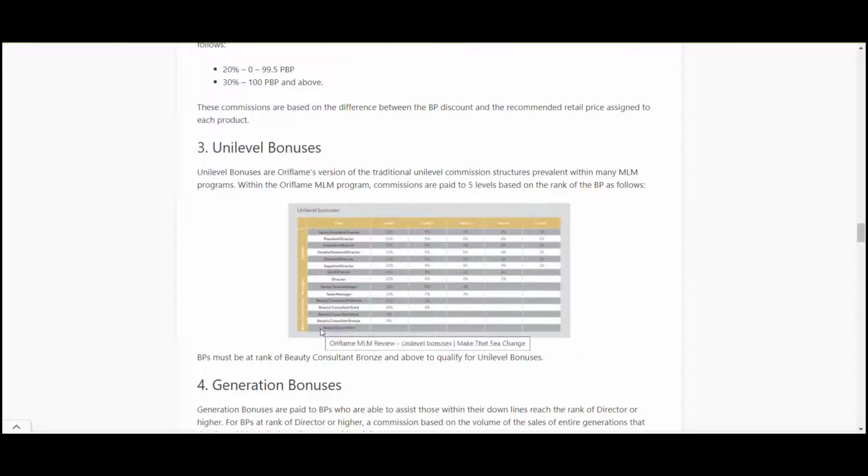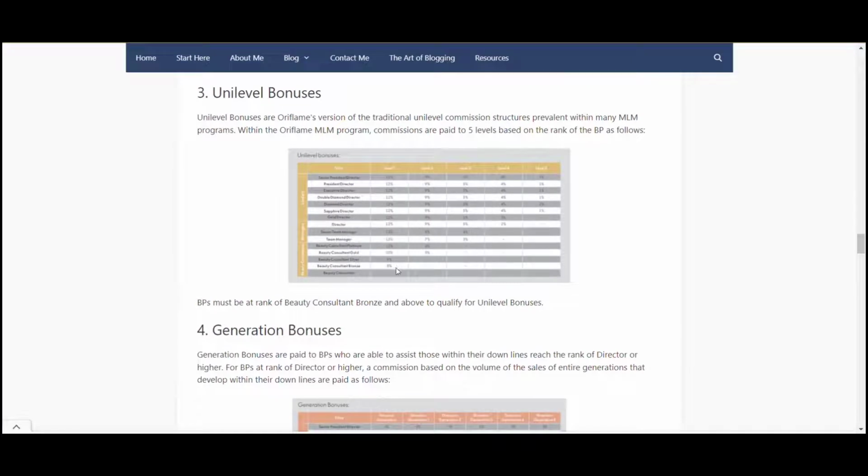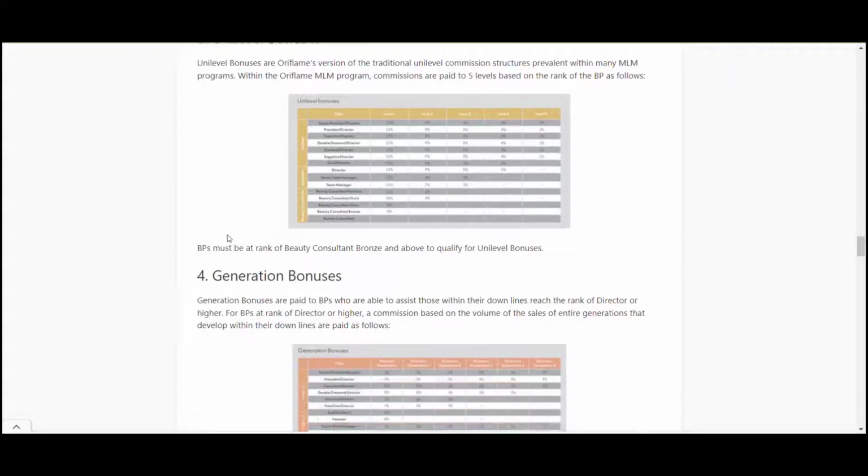Now, if you are a beauty consultant bronze, that is what you have to be to get your uni level bonuses. So if you look at the rank structure, beauty level bronze, you need personal bonus points of 100, and you do need at least one person in your downline who is active and selling and is doing all that as well. So as long as you've got one person that you've recruited and you're meeting 100 points, then you can start to get these commissions. So if that was the case, you'd get 8% of everything they sold, as well as your 30% for whatever you sell. And then obviously the more people you have, the more money you make as you go through.